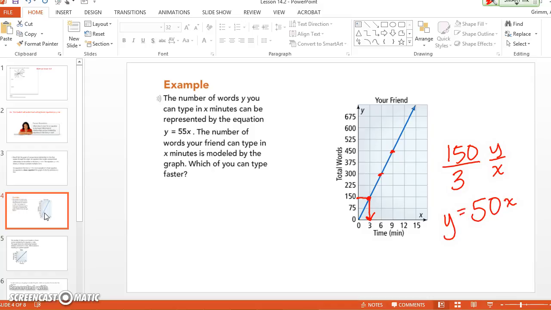And so if we were going to answer the question, this is my friend. It says, which one of you can type faster? You would say, me. Yes, because this is faster than that. Does that make sense?